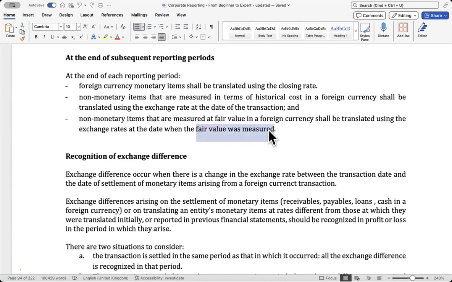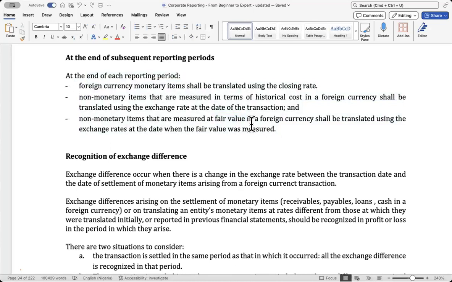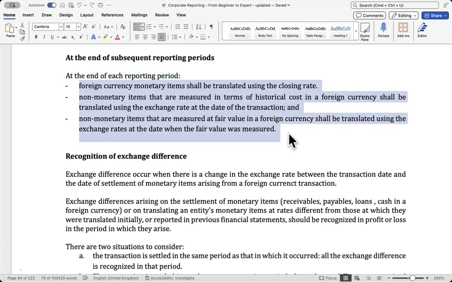Okay, you're going to translate them at the day the fair value was measured. So, these three you need to know. When you're doing a foreign subsidiary, you would definitely use it. They would be talking about how you're going to translate share capital, how you're going to translate pre-acquisition retained earnings, how you're going to translate post-acquisition retained earnings, and those ones like that. You need to arrive at that.